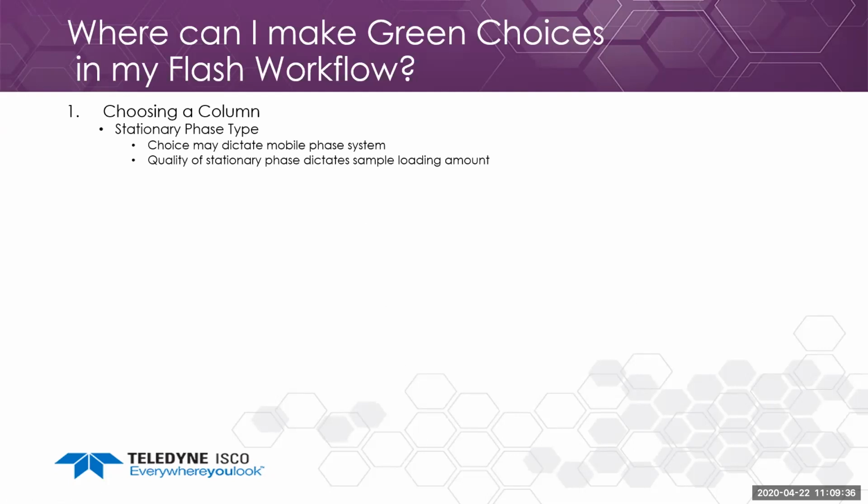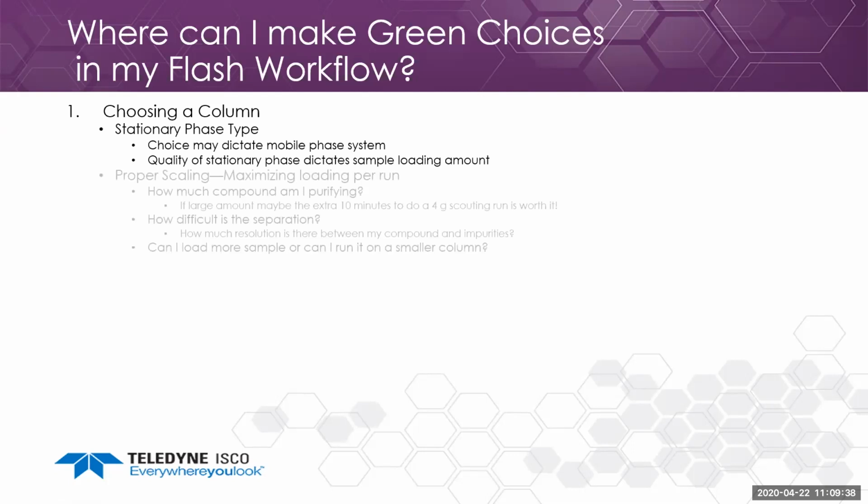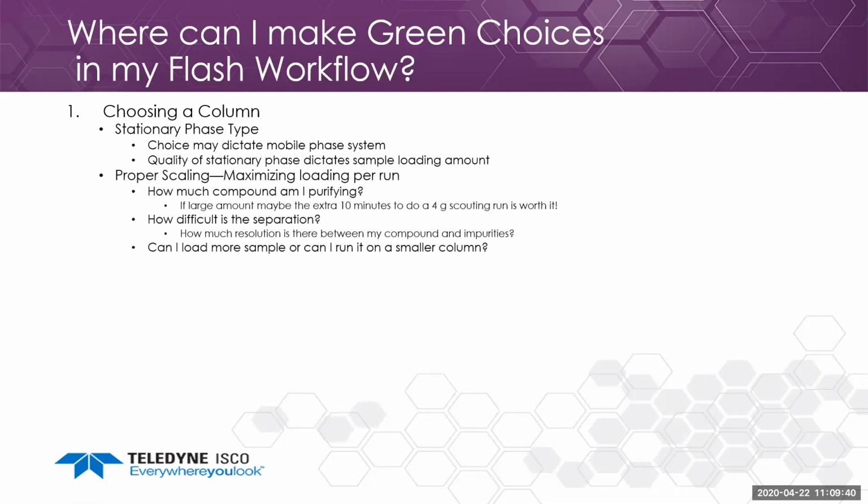Additionally, the quality of the stationary phase dictates sample loading amount. And this really runs into the proper scaling for your column. So are you maximizing the loading per run? How much compound am I purifying? If it's a large amount where you're going to be putting it onto a larger 120 gram or larger column, maybe just doing a 4 gram scouting run would be worth it, just to make sure that your method is as optimized as possible.